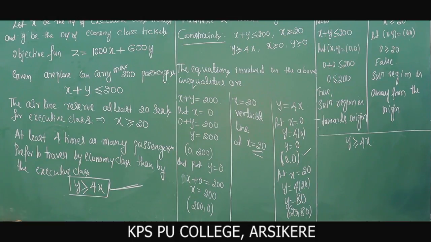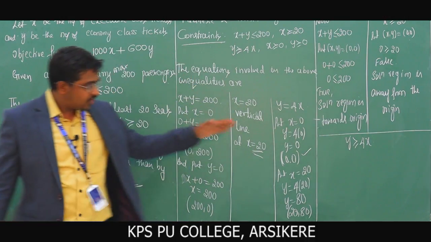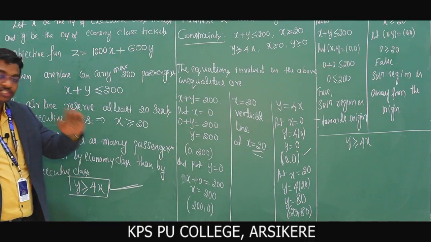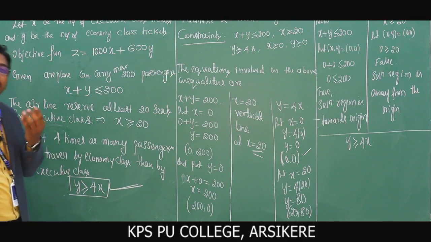How to solve this one? If you substitute x is equal to 0 and y is equal to 0, it becomes 0 greater than equal to 0. It is impossible to find whether the solution region is towards the origin or away, because y is equal to 4x is a line passing through the origin. So I will take a point either on the x axis or y axis. When you substitute the point in the inequality, if the inequality is true, then the solution region is towards the corresponding axis.